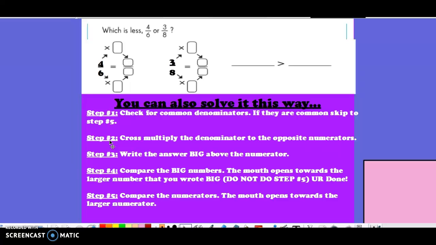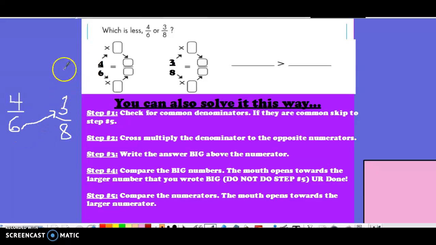I'm going to teach the students how to cross multiply. Cross multiply the denominator to the opposite numerator. Here's what that would look like. First, I'm going to set up the problem. Now that I have 4/6 on my left and 3/8 on my right, I can go to step 2, cross multiply the denominator to the opposite numerator. Remember, the denominators are the numbers down below, underneath the fraction line, which means I'm going to take this denominator and cross multiply it with this opposite numerator.